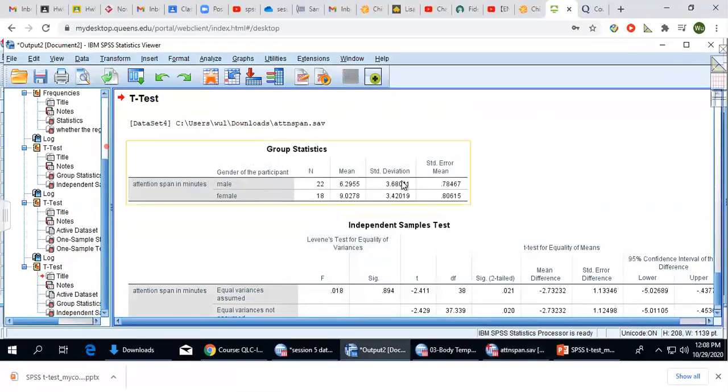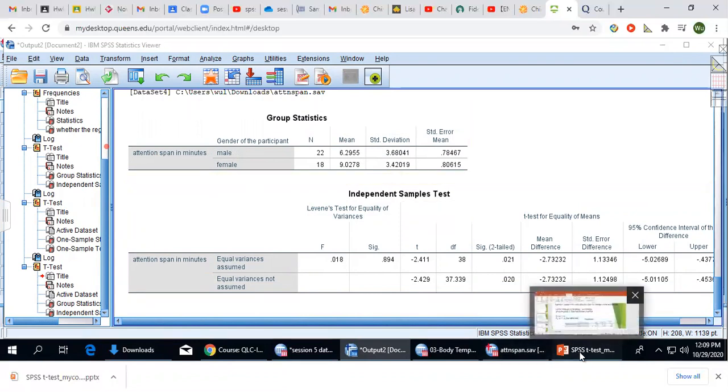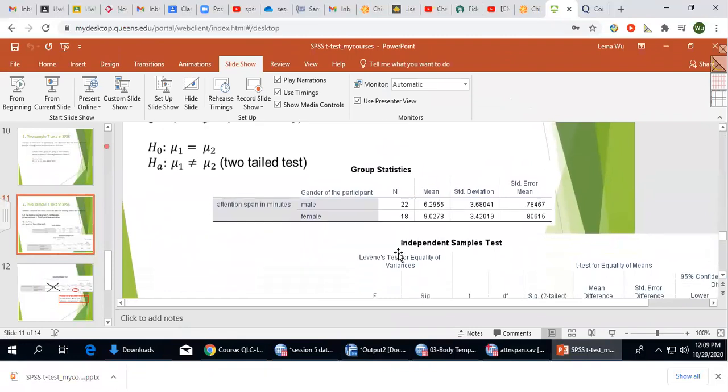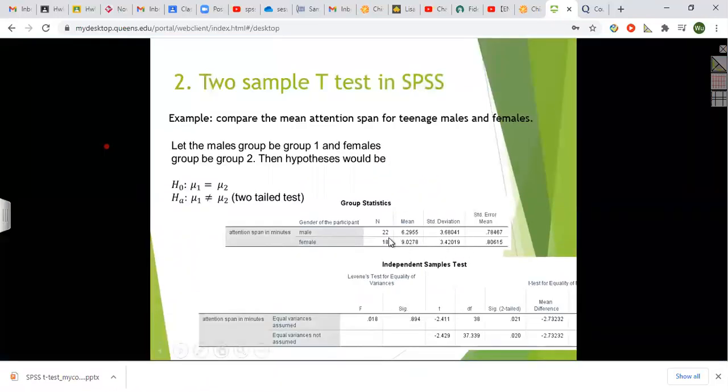And this will give you the two output tables. We can tell there are 22 males in the sample with an average attention span of 6.2955, and the female attention span is 9 minutes, right? And this is the table including the test statistics. So we just copy and paste these two tables over here. These are the two tables listing the statistics and also the test statistics.